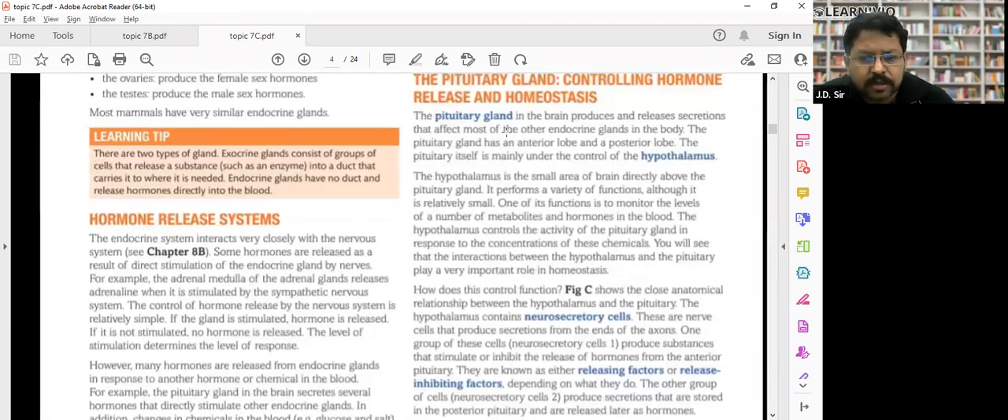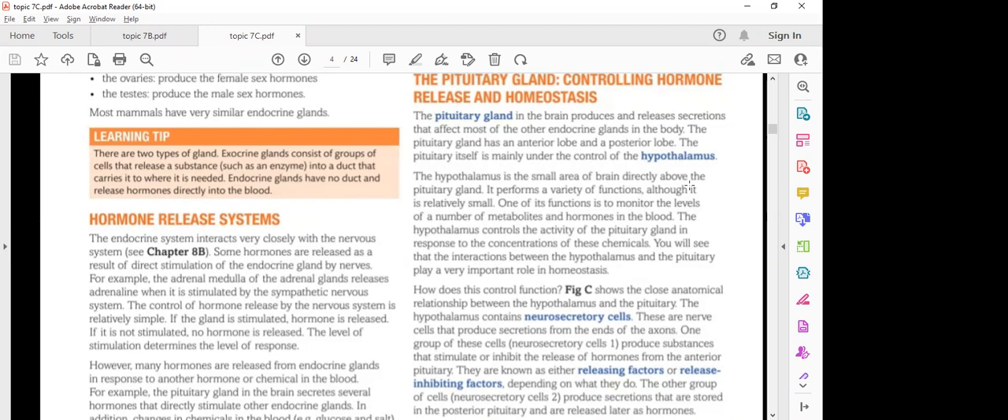Look, the same thing. The pituitary gland in the brain produces the release of secretions that affect most of the endocrine glands in the body. The pituitary gland has an anterior lobe and a posterior lobe. The pituitary gland itself is mainly under the control of the hypothalamus, right? So the pituitary gland controls other glands, but it is itself controlled by the hypothalamus. Are you getting this point or not? Yes. Okay.